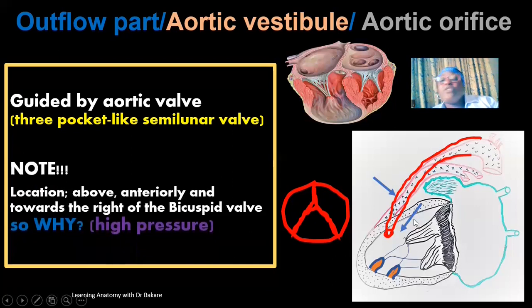It is also important for us to note the placement of the outflow region. We already said that the outflow region is seen at the upper part of the inflow region. Apart from that, it is placed anteriorly and also directed towards the right of the bicuspid valve. This is the bicuspid valve here. If you look at it, it is seen anterior to it because of the configuration that it presents in terms of its position. So for blood to be pushed from the left ventricle into the aorta, it needs a higher pressure to direct blood into the aorta.